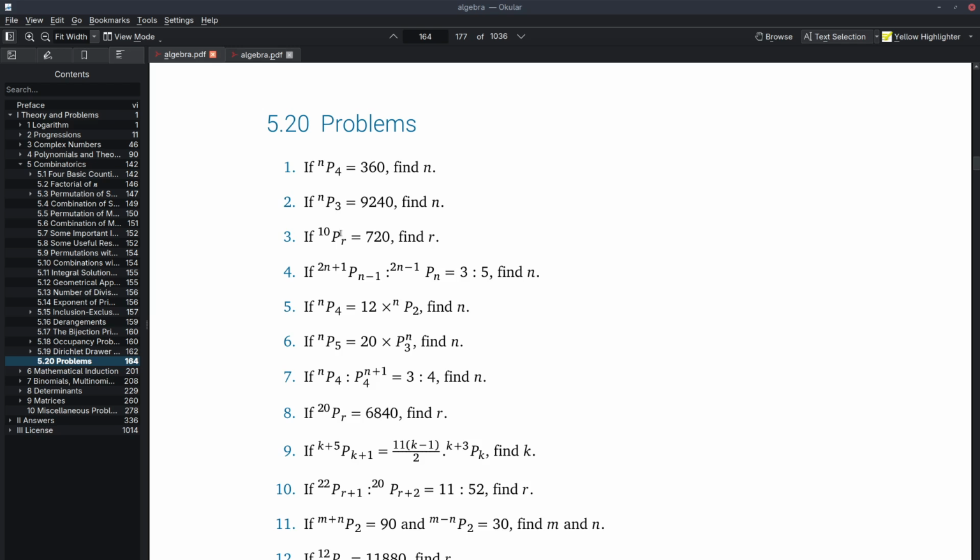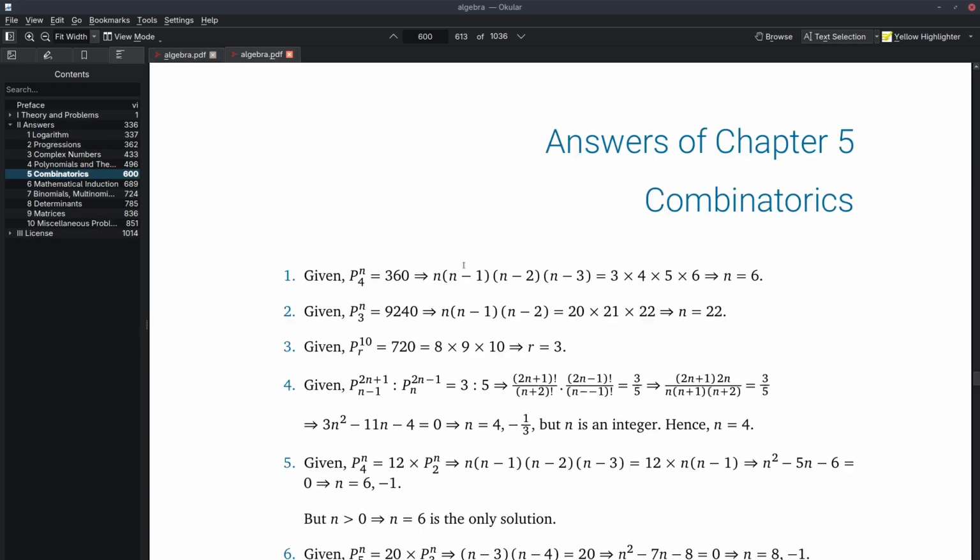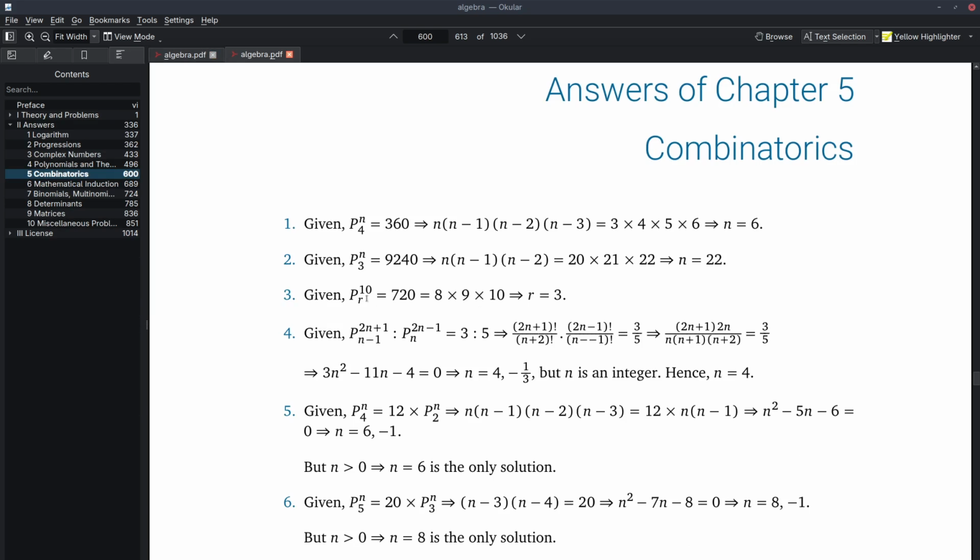Third question says that if 10PR is equal to 720, find r. So 10PR is equal to 720, which is equal to 8 into 9 into 10. So r is equal to 3.